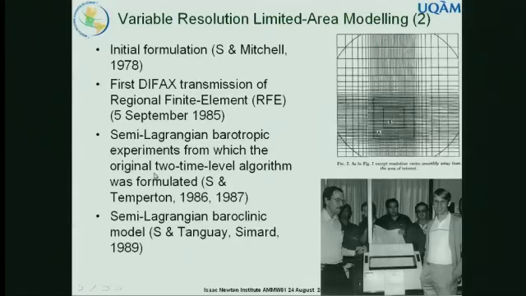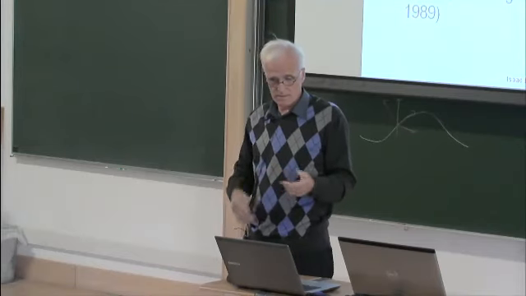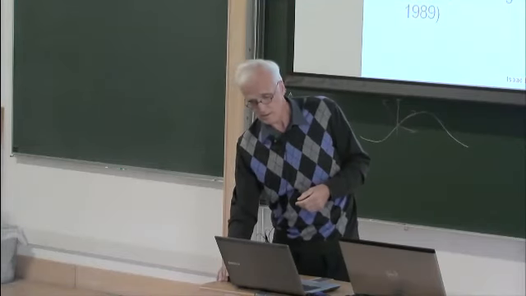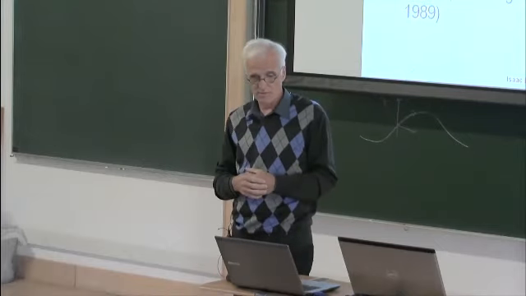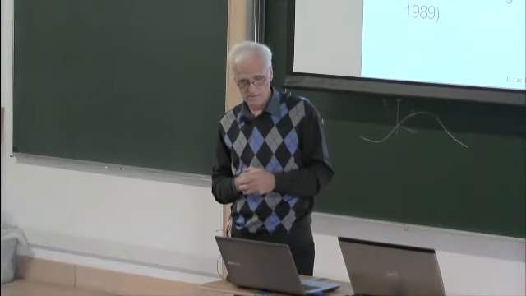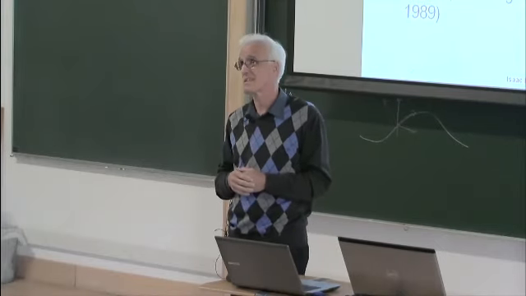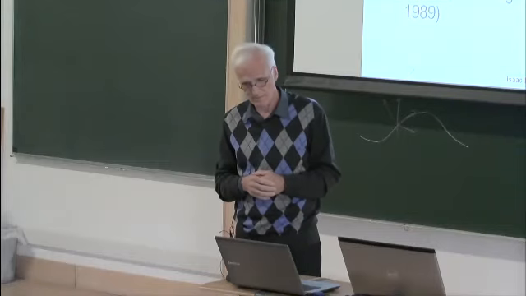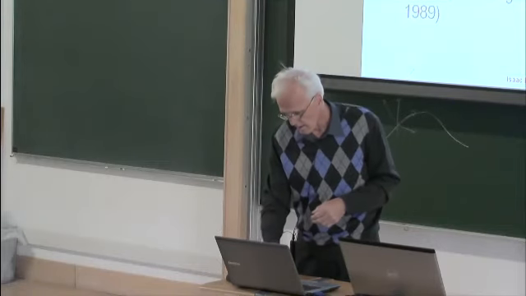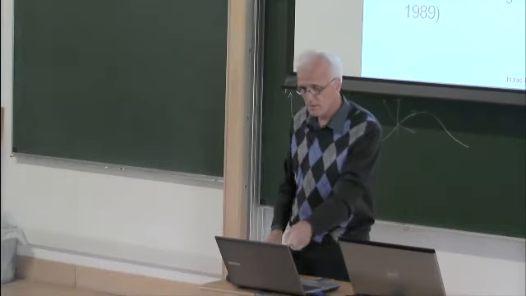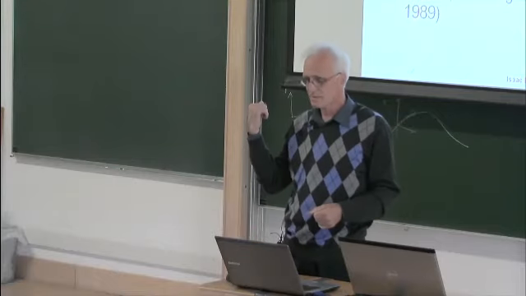And a bit later there was some semi-Lagrangian experiment with the barotropic version of the model, again with Clive Temperton, and eventually a baroclinic model was developed in '89. That was in operation until '97, and that paved the way for the next model.